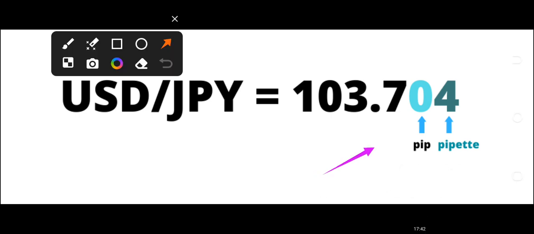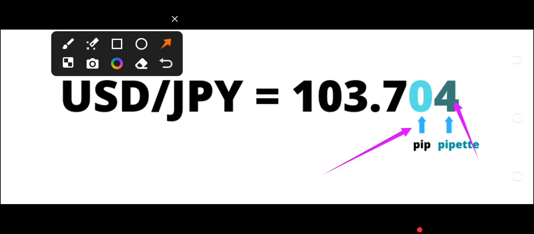So this 0 is the second digit after the decimal point. That is the pip. The 4 here is the third digit after the decimal point. That is the pipet. So in case you are using a broker that is adding a third number after the decimal point, that is the pipet. Second number pip, third number pipet.